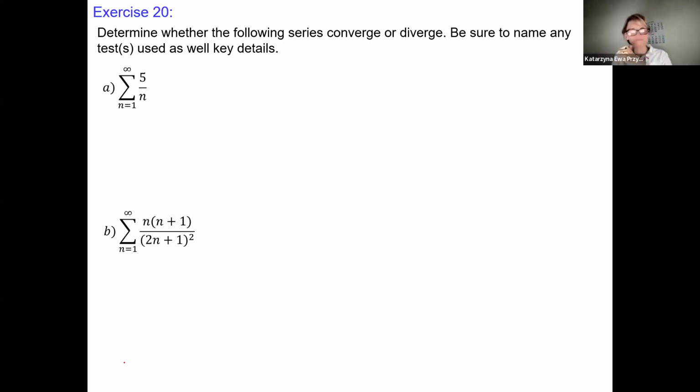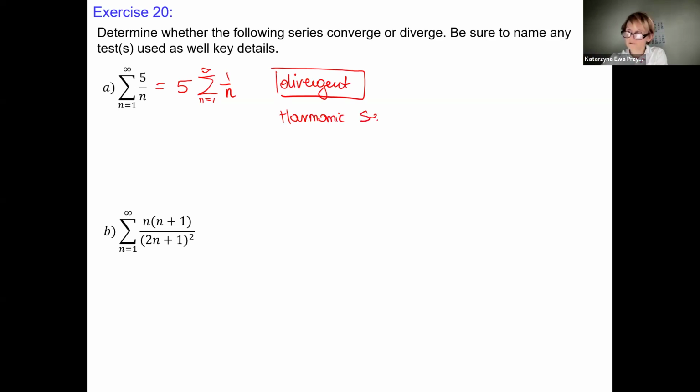The question is: determine whether the series is convergent or divergent, and always justify. That means, what about A? 5 over n. Yeah, we can keep 5. It doesn't matter. It's just the constant. We can say it's divergent. And what is the justification at the moment? Divergent, harmonic, of course. That's what we can use as a proof. Harmonic series. It's good.